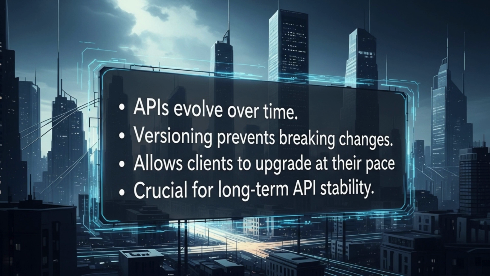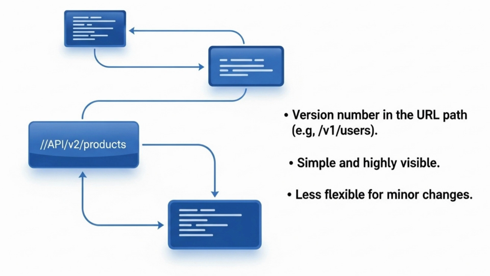It provides a stable, predictable path forward, letting consumers adopt new versions at their own pace. This practice is absolutely crucial for maintaining long-term API stability and building strong client trust. Ultimately, it means happier developers and more robust, resilient systems for everyone involved.